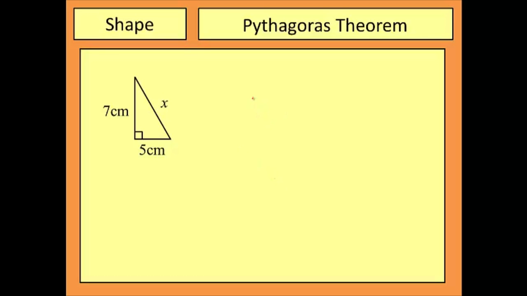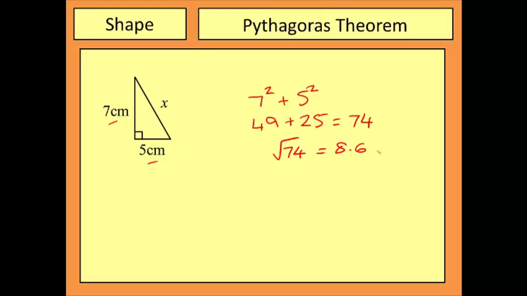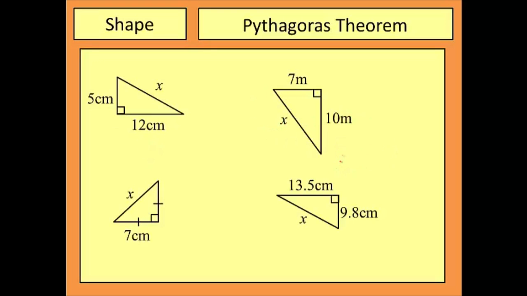This is a slightly more complicated example. Again, identify your two short sides, 7 and 5. 7 squared plus 5 squared, 7 squared is 49, 5 squared is 25, add the two together and you get 74. The square root of 74 equals, and we're going to go to one decimal place here, 8.6 centimeters, and underline final answer. Here are some questions for you to have a go at yourselves. Pause the clip here. When you're ready for some answers, hit play.